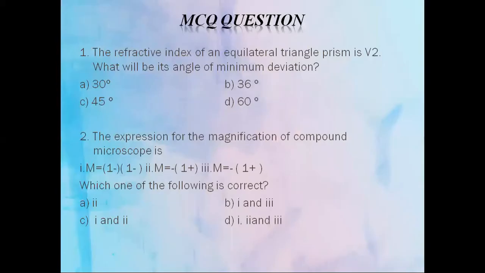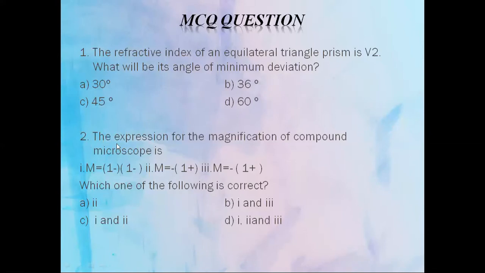And now some MCQ questions. 1, the refractive index of an equilateral triangular prism is √2. What will be its angle of minimum deviation? Option A, 30 degrees; B, 36 degrees; C, 45 degrees; and D, 60 degrees.